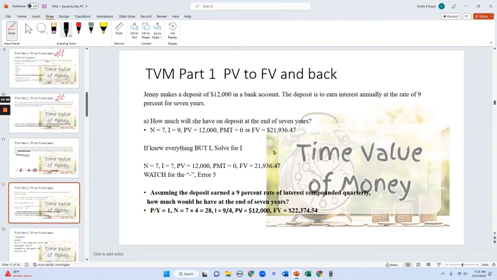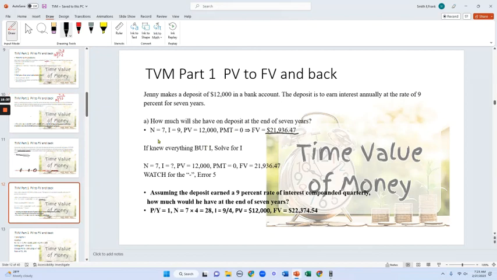So here's a couple more problems out here. Jenny makes a deposit of $12,000 in a bank account. The deposit is to earn interest annually at a rate of 9% for 7 years. So how much will she have on deposit at the end of 7 years? So N was 7. The I she was making was 9%. So you can see she basically doesn't quite double her money, it'd be 8 years versus 7. So $12,000 is the present value of what she has to put in now. When you stick that in a calculator and compute it, you'll find it's worth just a little less than $22,000.